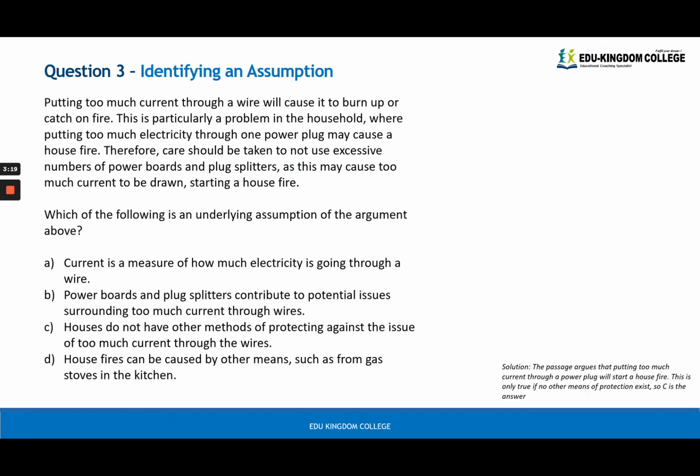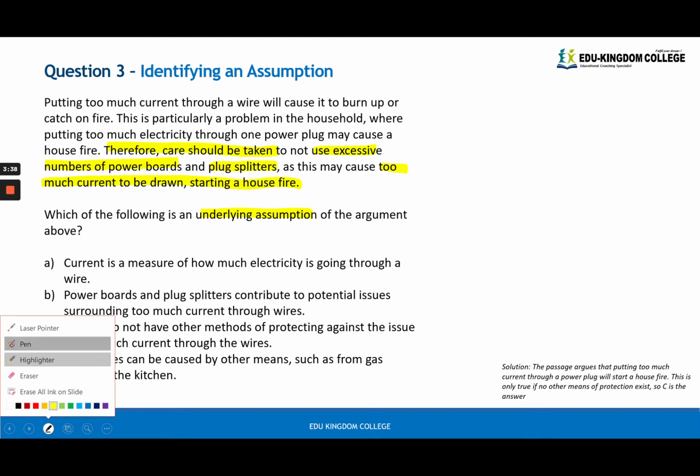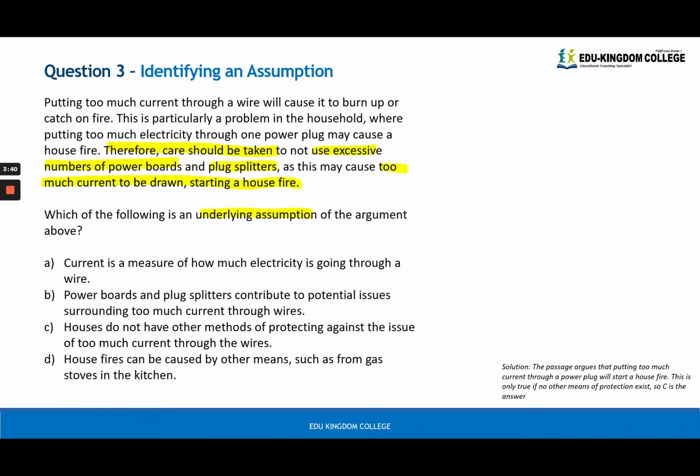Next, number 3. So identify the assumption. Let's find the main idea. Therefore, care should be taken to not use excessive numbers of power cords and plug splitters, as this may cause too much current to be drawn, starting a fire. So what is the assumption? The assumption is that just because we use excessive numbers of power cords and plug splitters, we will cause a fire because the current is drawn too much.